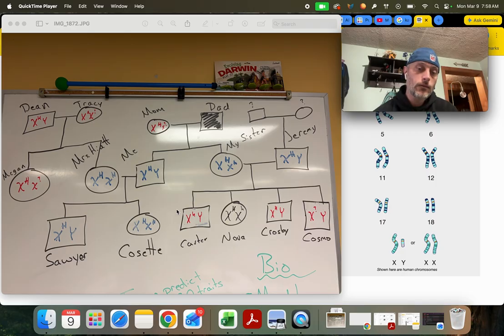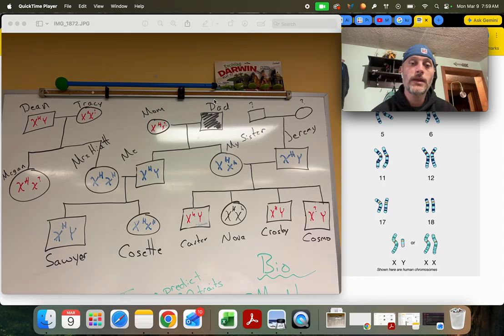So what's really kind of beneficial about this pedigree is my sister's side of things. So my sister got a healthy X from my mom, but the only X that my dad had to donate was the bad one, or the one that has the lowercase h.